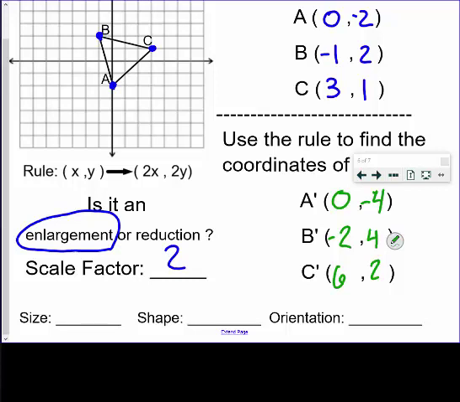So 0, -1, 2, 3. A prime. Isn't it 0, -4? Yes. You said 1. Y'all said 1. I didn't. He said 1. You said 1. And then I said you should calculate. 2 times -2 is -4. He's correct.